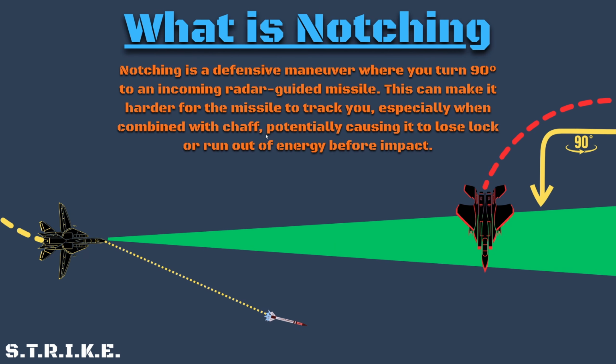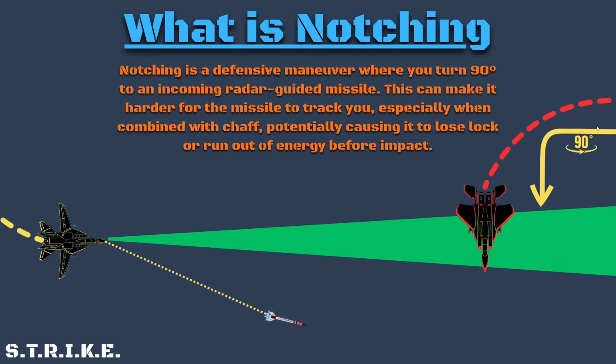What is notching? Notching is a defensive maneuver where you turn 90 degrees to the incoming radar-guided missile. This can make it harder for the missile to track you, especially when you combine chaff, potentially causing it to lose lock or run out of energy before impact.